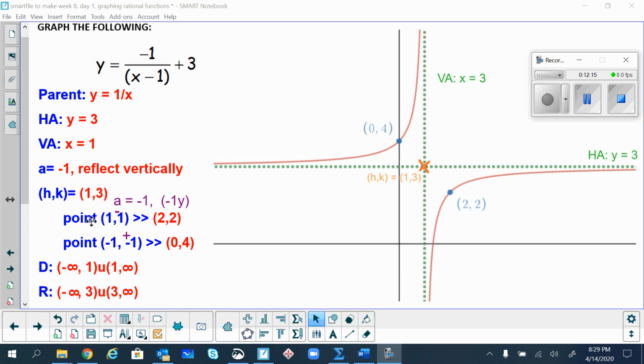You also can just look at adding these numbers together. 1 plus 1 is 2, and 3 minus 1 is 2.